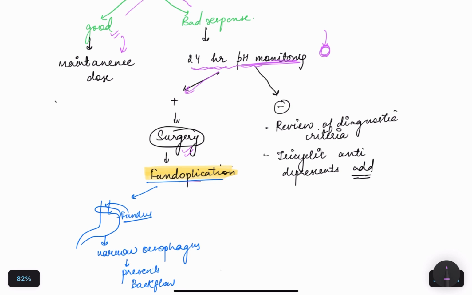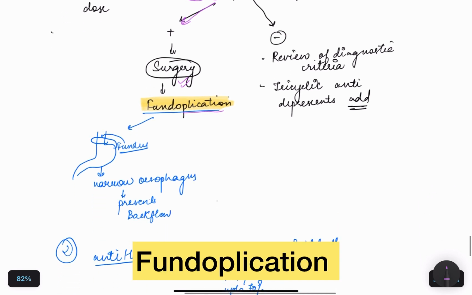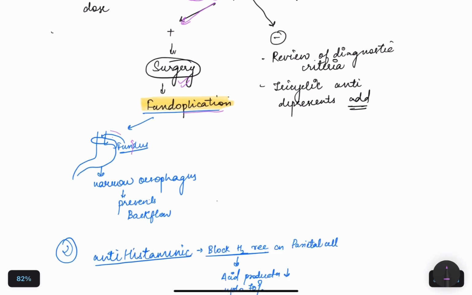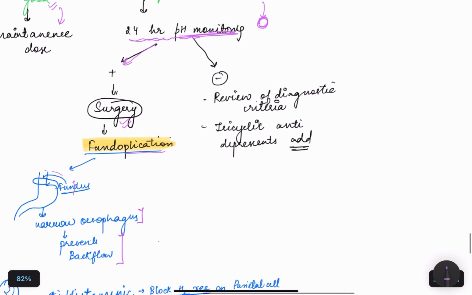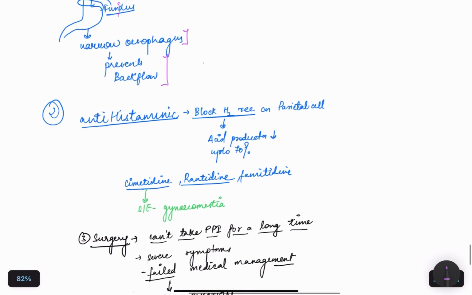In surgery, we will do fundoplication. Fundoplication means taking the fundus and rolling it around the esophagus, which will narrow the esophagus and prevent the backflow. If the 24-hour pH monitoring is negative, we will review the diagnostic criteria again and we will add tricyclic antidepressants. We can do antihistaminics also in pharmacotherapy, but we will prescribe them less than PPIs.